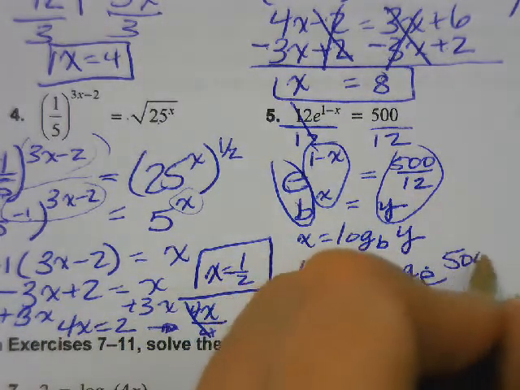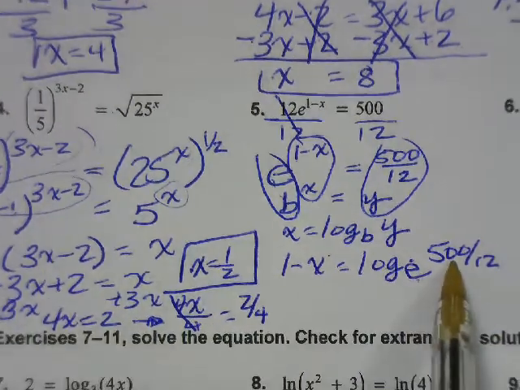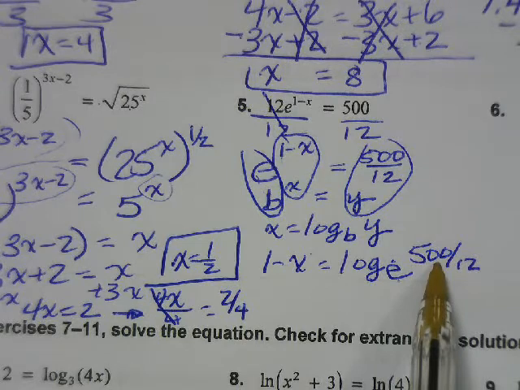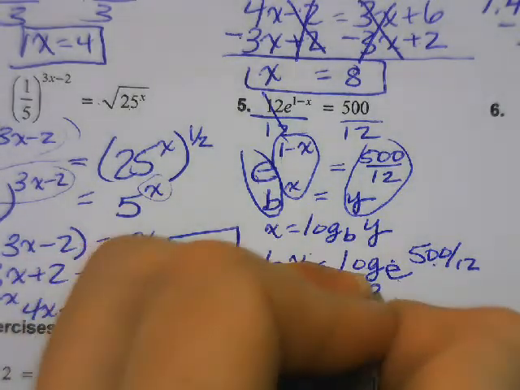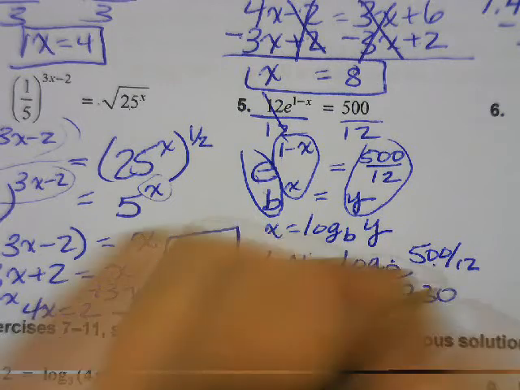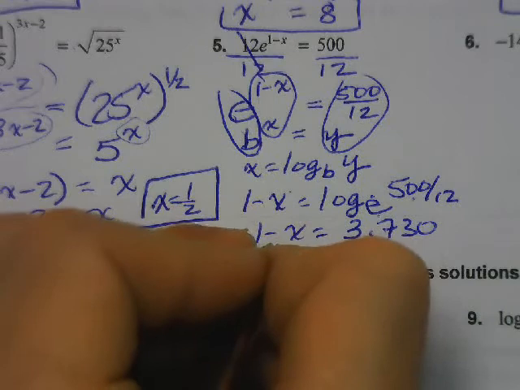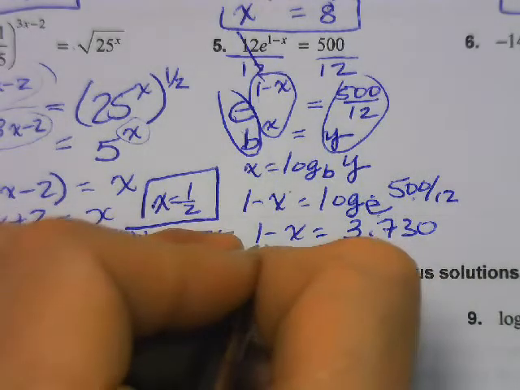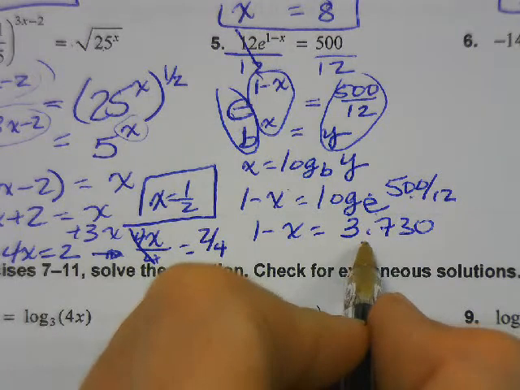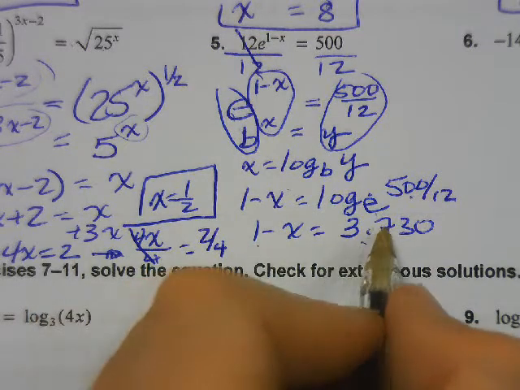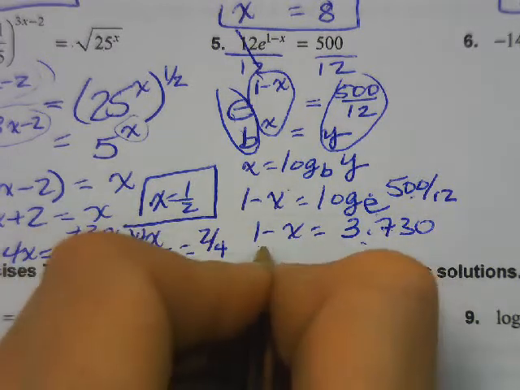is, on the calculator, 3.730. We're going to have to subtract both the x and the 3.7 so that we can solve for x. So x needs to be positive, and we'll subtract the 3.730 from each side.